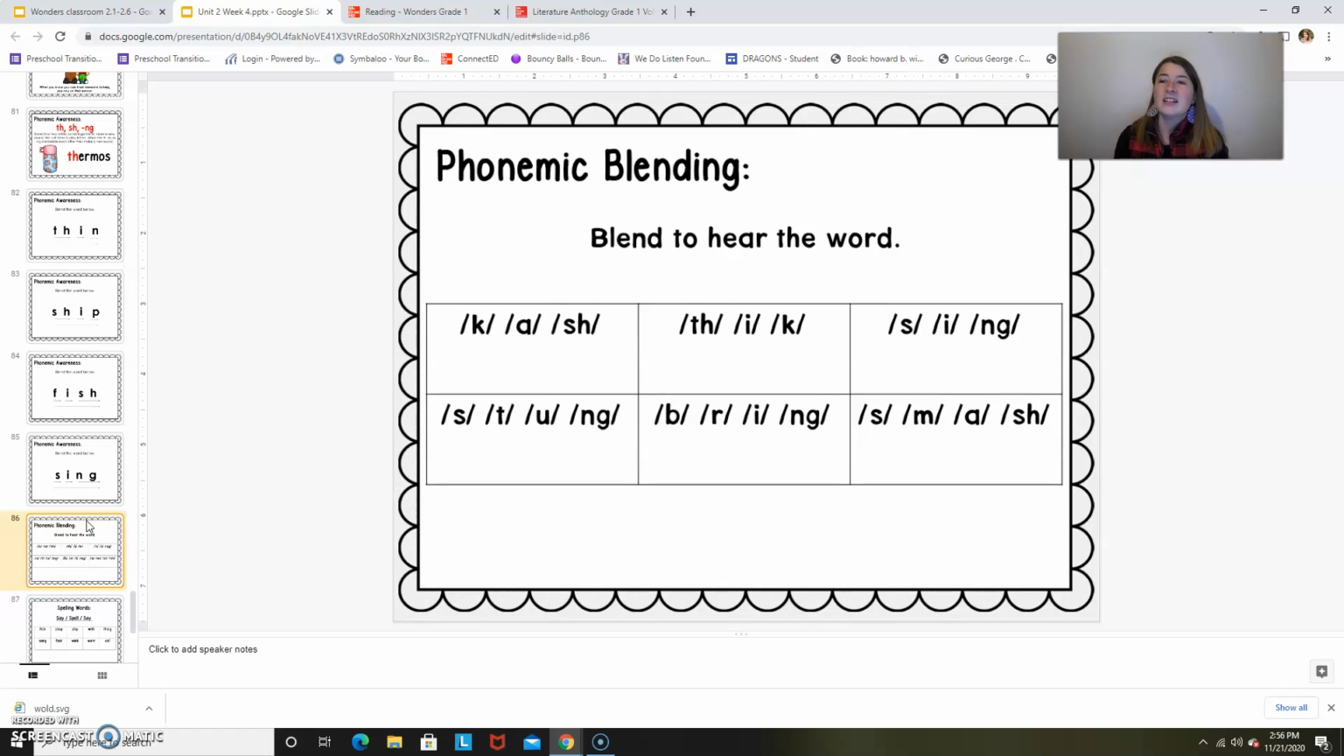Sing. Sing. Ng is the buddy letter. Good job. St-a-ng. What's the buddy letter? Ng, that's right. B-r-i-ng. Bring. Ring. What's the buddy letter? Ng, that's right. S-m-a-sh. Smash. That's right. The buddy letter is S-H.